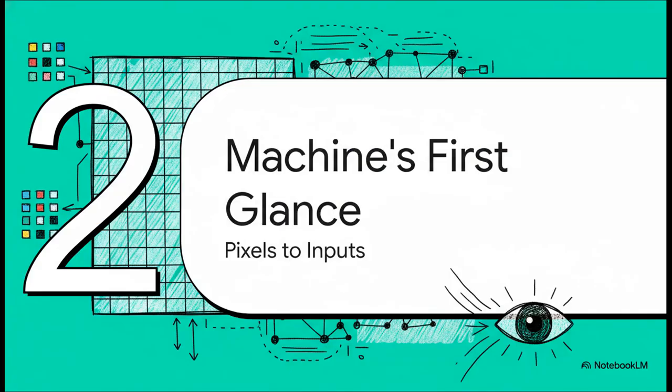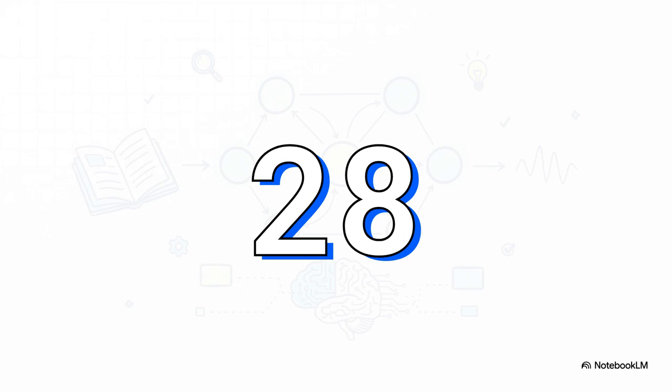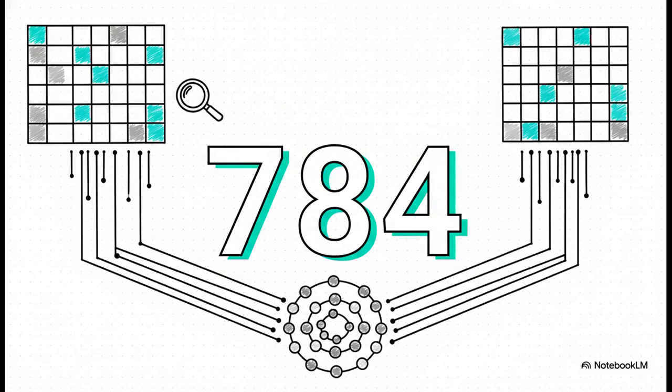So how does the machine take its first glance? Well, it's all about turning those pixels into the very first layer of our artificial brain, what we call the input layer. Come on, let's build it out. First, we've got to establish the size of our grid. For this classic example, we're working with a canvas that is 28 pixels high. And you guessed it, 28 pixels wide. It's actually a pretty small and simple canvas, but trust me, it is more than enough for the computer to start learning. So do the math. 28 times 28 gives us 784 total pixels.